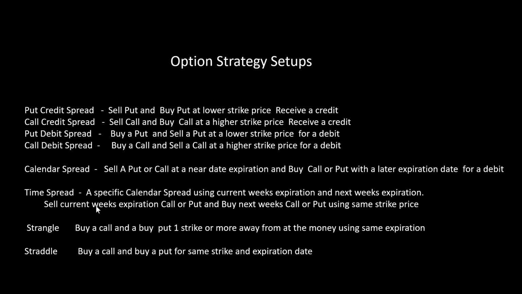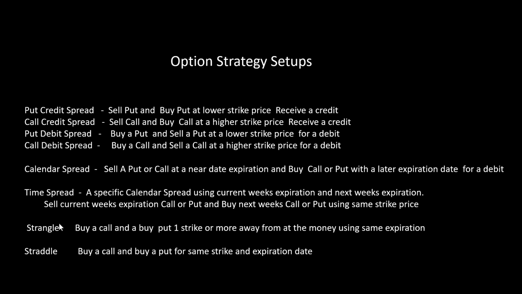So we're just doing a week apart. We're going to sell the current week's expiration call or put, and buy next week's expiration call or put, using the same strike price. And a strangle, basically you buy a call and buy a put one strike or more away from the money using the same expiration date.